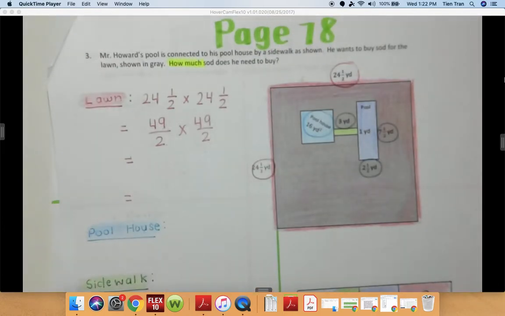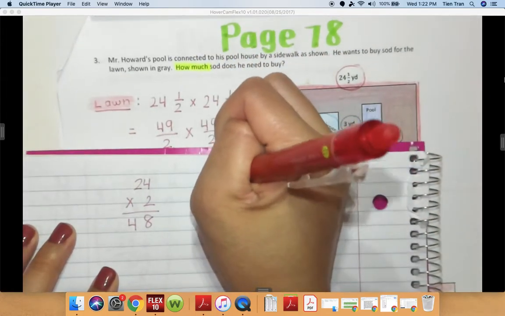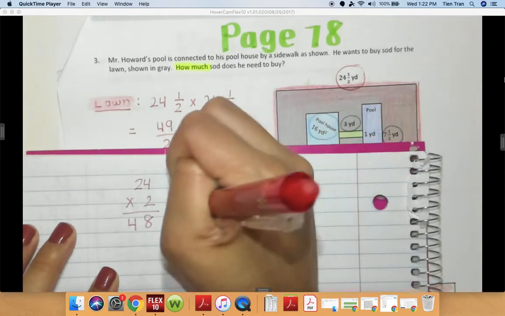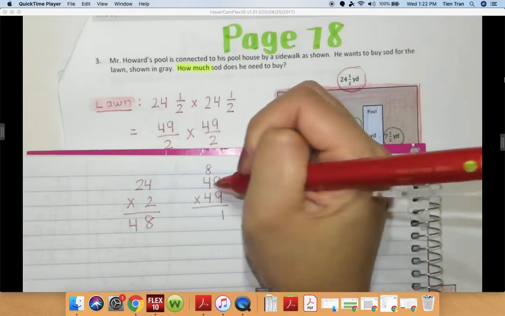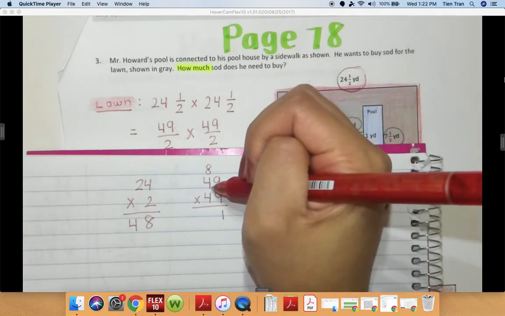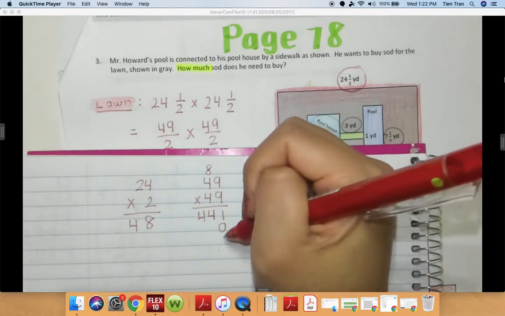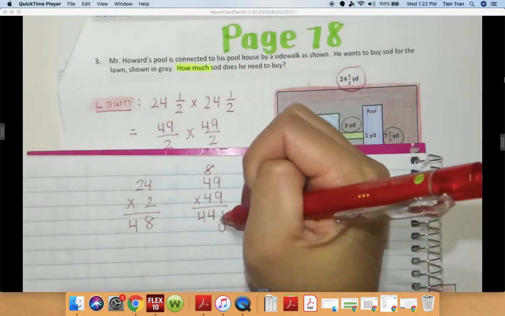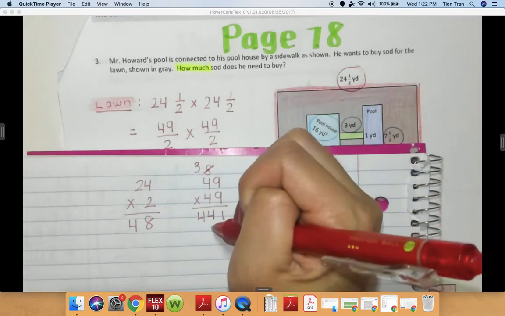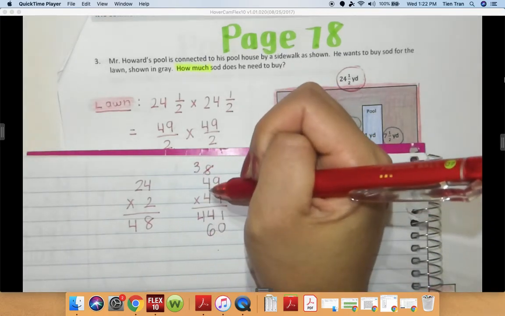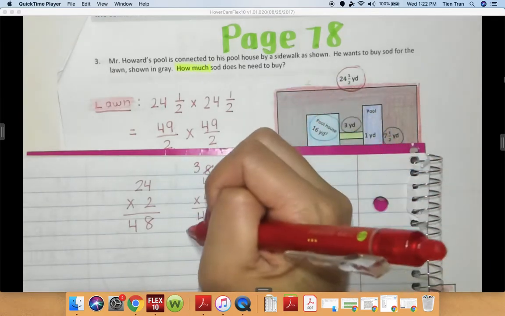Now I'm going to multiply my number 49 times 49. So I have 49 times 49. 9 times 9 is equal to 81. 9 times 4 is equal to 36. 36 plus 8 is going to give me 44. And I bring down my 0 because now I'm multiplying in my tens place. 4 times 9 is equal to 36. And 4 times 4 is equal to 16. 16 plus 3 is going to give me 19.